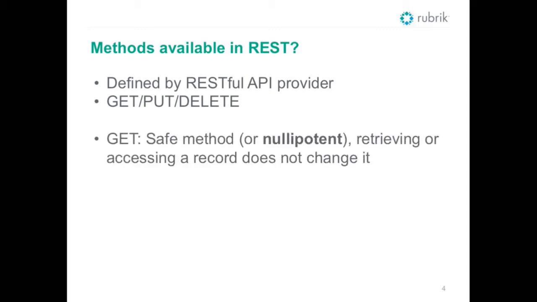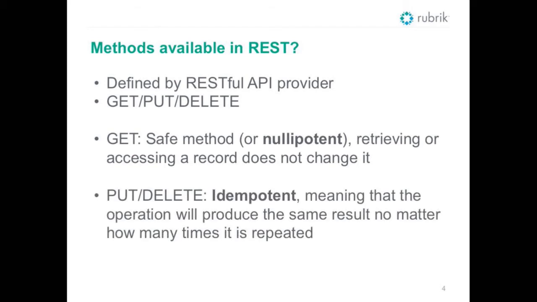So what do they mean? Well, let's start with something as easy as get. It is a safe method, it is a nullipotent method as well. So as the word describes, retrieving or accessing a record is not going to modify any of the state of the data that has been stored within your service or within your machine, and that's what defines get.